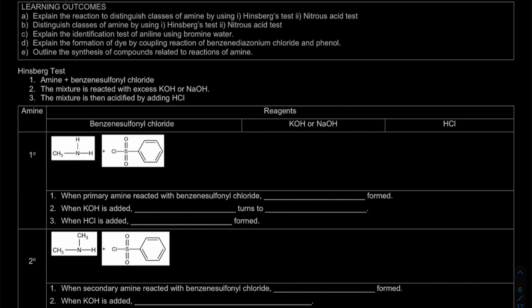Kita akan reaction dengan benzene sulfonic chloride. What is benzene sulfonic chloride? We have benzene ring, sulfonyl ni S double bond O, chloride is Cl. So what happens? Bila kita reaction primary amine, dia boleh jadi aromatic ataupun aliphatic. So the amine will react with the benzene sulfonic chloride. It will undergo condensation reaction.